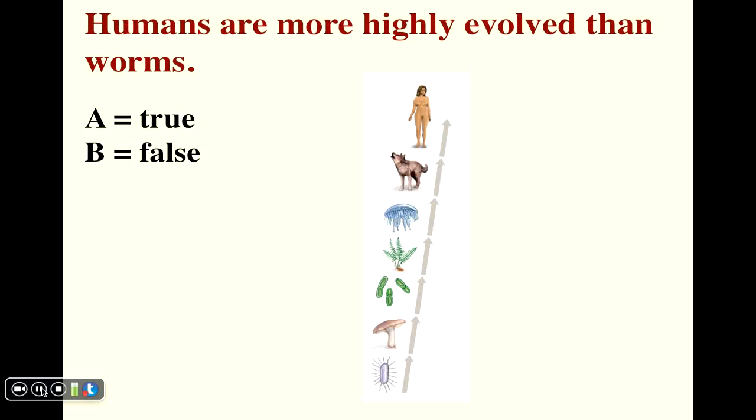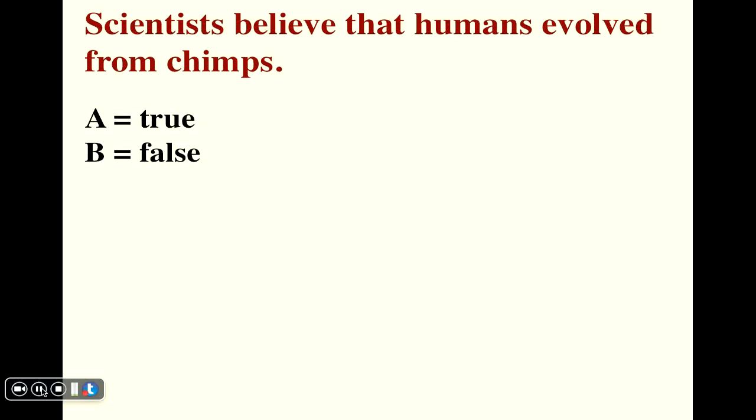Humans are more highly evolved than worms. Well, that's really a false way of thinking about evolution. Yes, humans may perhaps be more complex and have larger brains and mental capacity and so forth, but both humans and worms and other organisms for that matter have lots of complex adaptations that allow them to survive quite well in their particular environments.